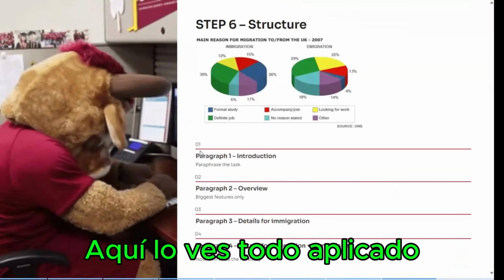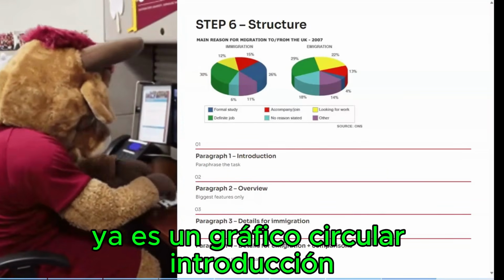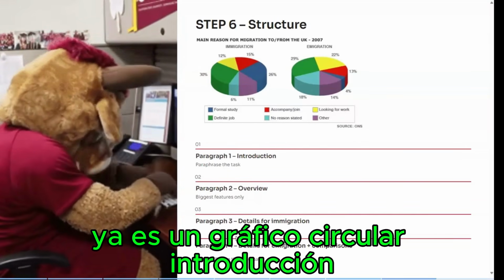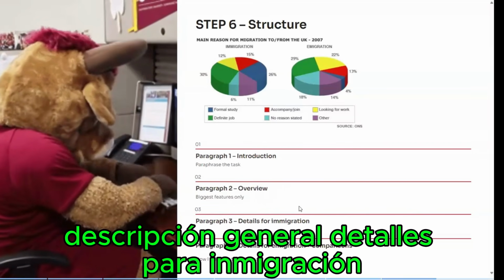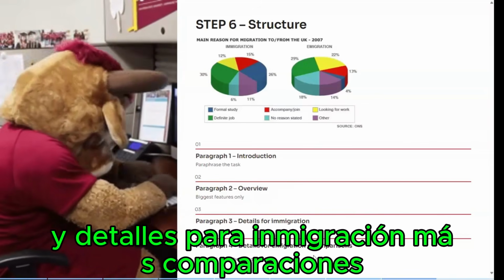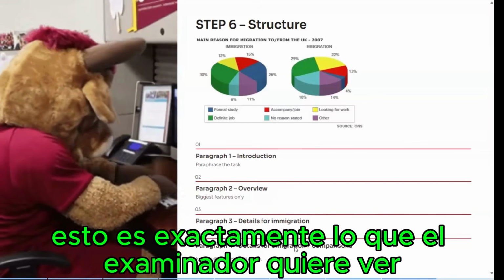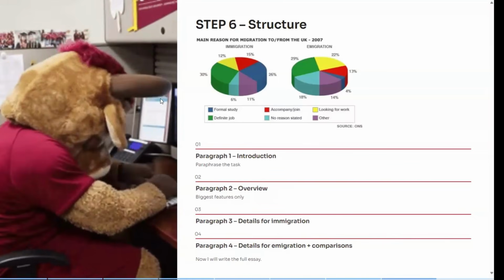Now let's structure it, well structured, okay? Here you see it all applied. Okay, as you can see here, it's already a pie chart structure. Introduction, overview, details for immigration, and details for immigration plus comparisons. This is exactly what the examiner wants to see.